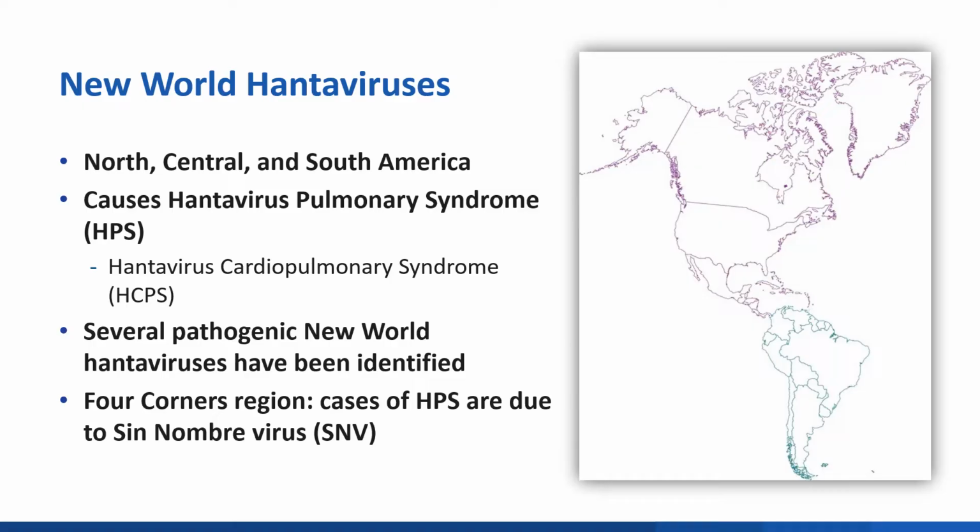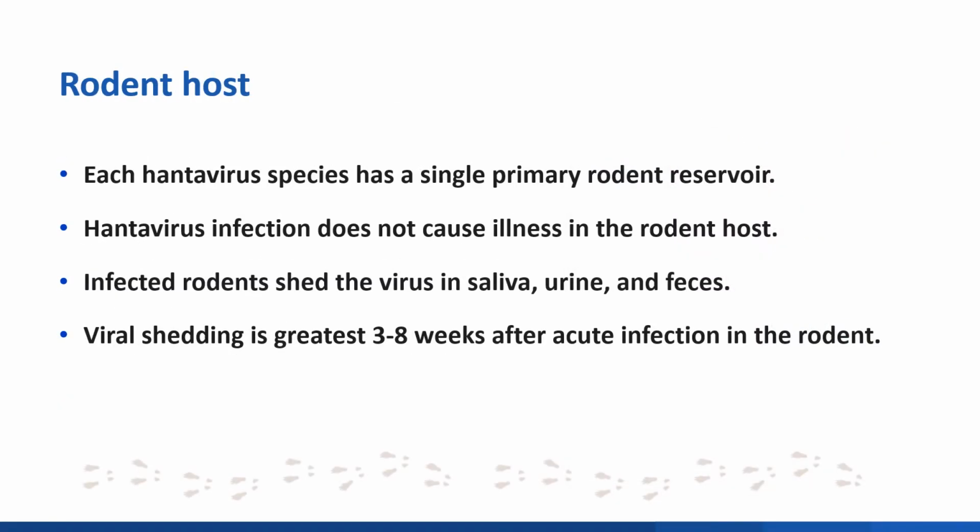In the Four Corners region, cases of hantavirus disease are due to infection with the New World hantavirus called Sin Nombre virus. In general, each hantavirus has a single primary rodent host species in which the virus is maintained. Hantavirus infection does not cause any apparent illness in the rodent. Infected rodents can shed the virus in saliva, urine, and feces for the length of their lives, but viral shedding is greatest 3 to 8 weeks after acute infection.